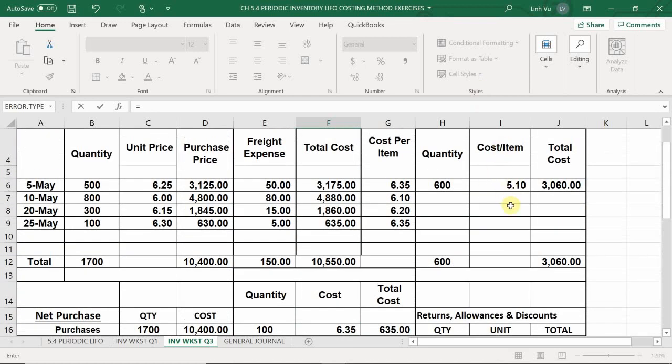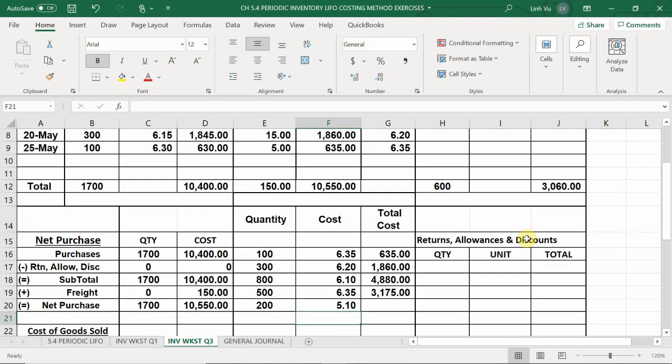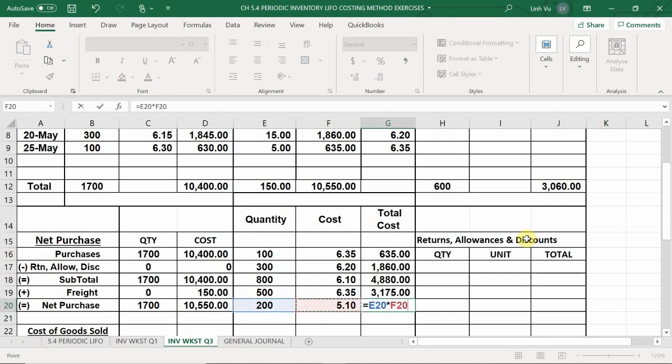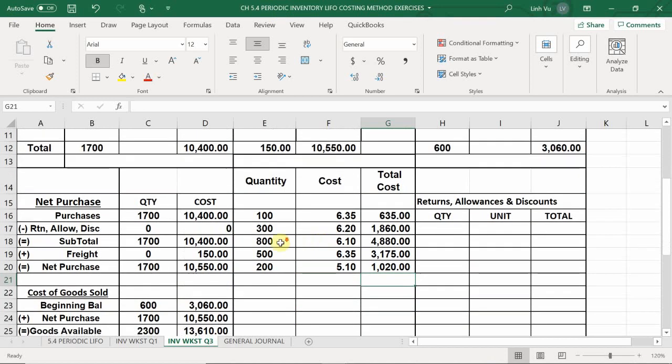How much is it going to cost me per item for my beginning inventory? $5.10. Since I'm only taking a small portion of that amount, I need to actually calculate what 200 times my 5.10 is going to equal. And what do we get for selling 200 items at $5.10? $1,020. So there we have it. That's my cost of goods sold.